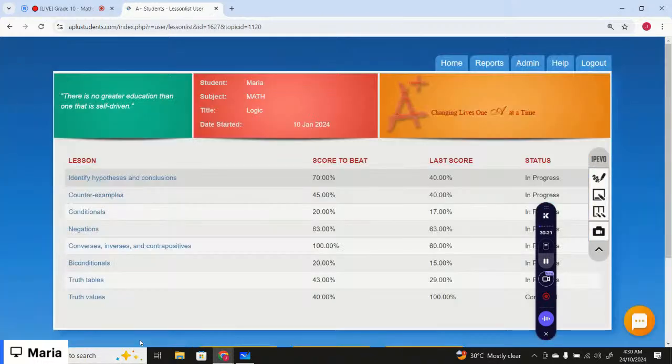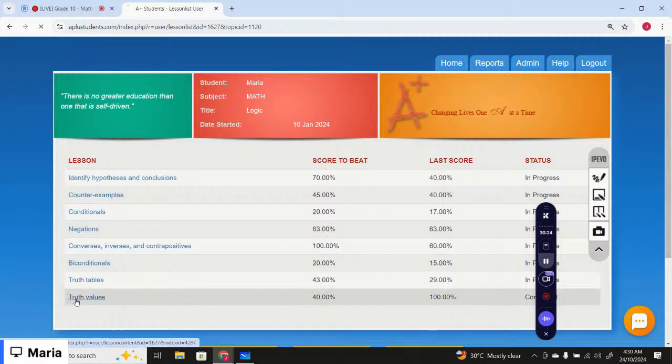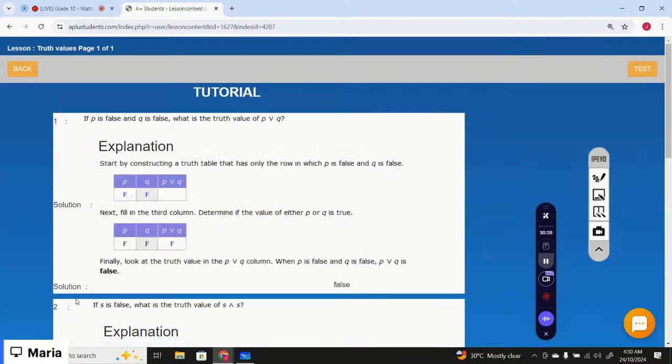That is truth values. If P is false and Q is false, what is the value of P or Q? Both of them are false. The answer is false because you are going to operate or, if one of them is false, the answer is false, right?